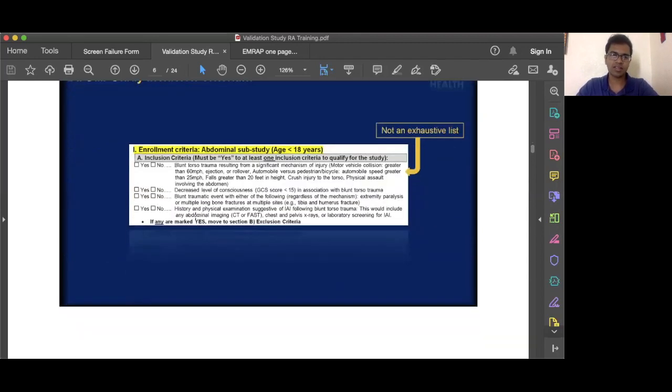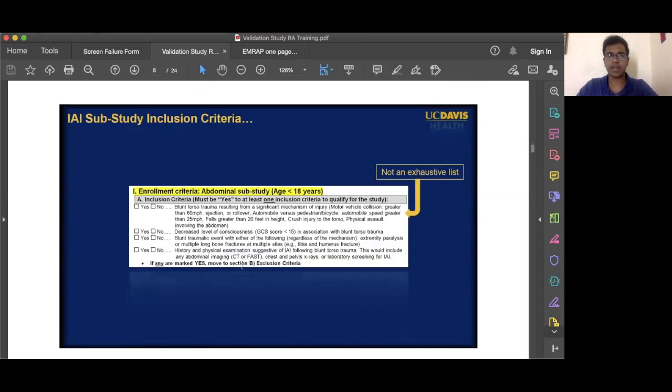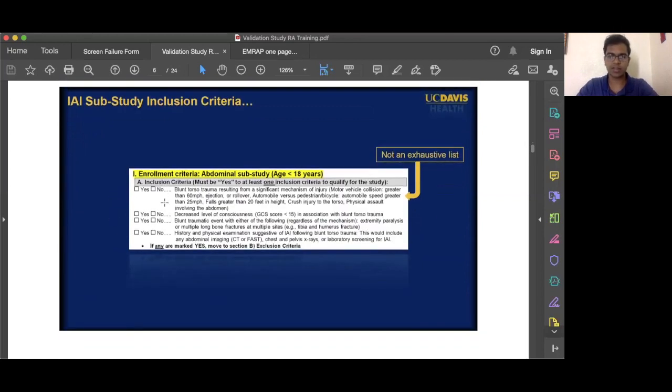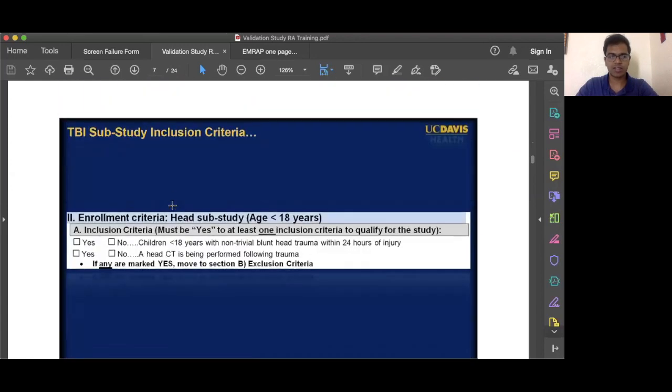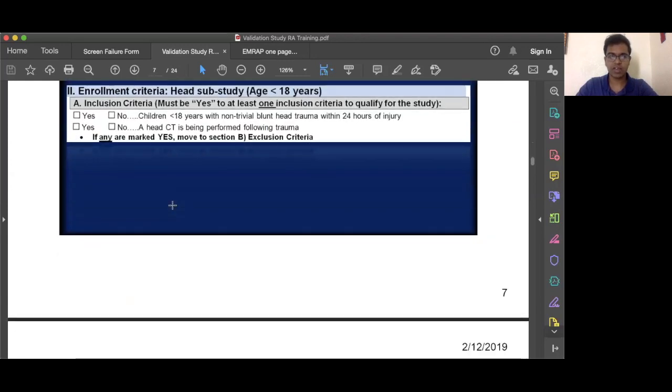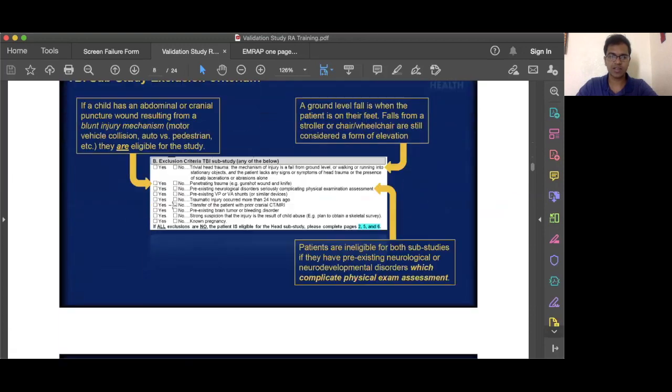And this is the area that is filled out by the attending. So this is something that the attending will go through and check yes or no in terms of inclusion and exclusion. This is for the IAI. Attending will fill this out. Same for this, the TBI study. This is something the attending will fill out.